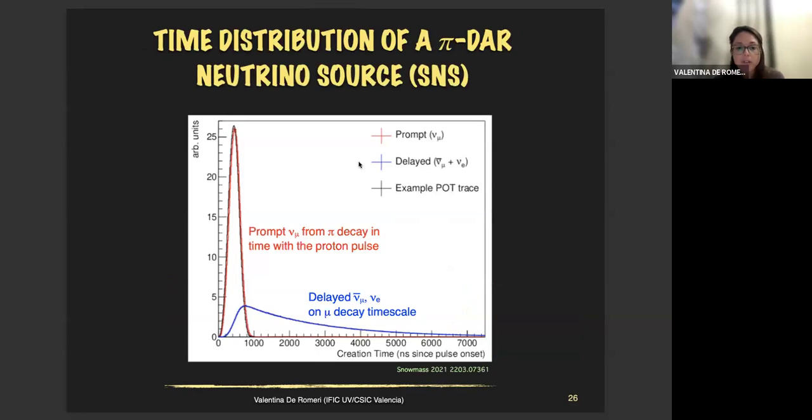Also, as I was saying before, there is important timing information in this kind of source, because one of the flux components is prompt, whereas the other two are delayed. And so this piece of information can also be used to reject backgrounds, or in some BSM sources to disentangle the neutrino signal from some other BSM signal.